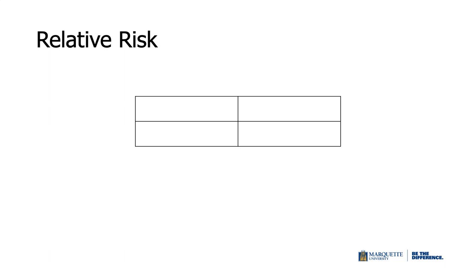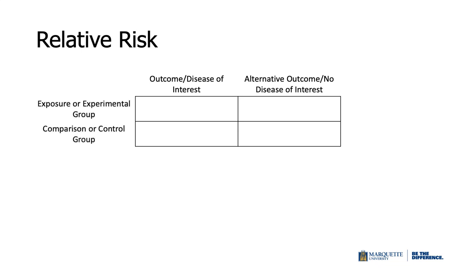So in our 2x2 grid, we're going to put our outcome of interest, or our disease of interest, across the top, as always. So we've got our outcome in the first column, and our alternative outcome, or no disease, in the second column. And then on the left side, or for our rows, we're going to put our exposures. So we'll have our experimental group, or the exposure of interest, and our comparison group, or our control group, as our second row. Let's put in some numbers here.